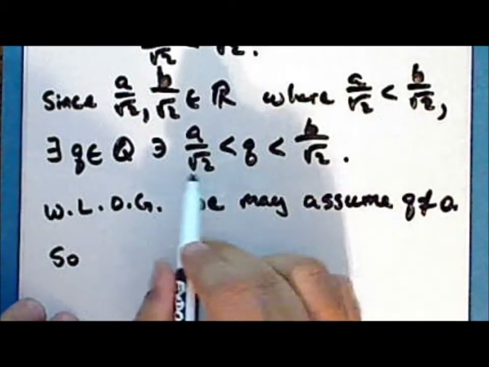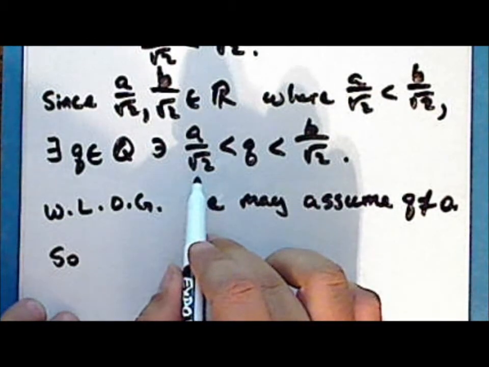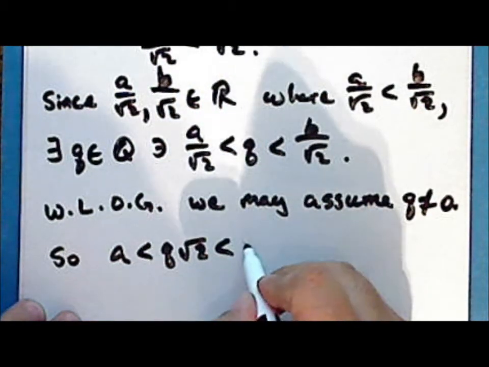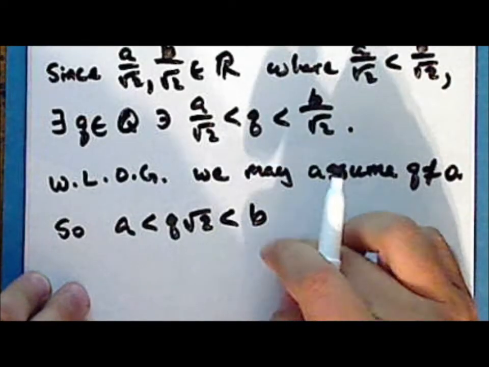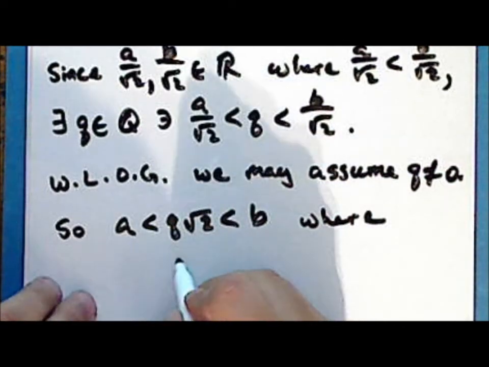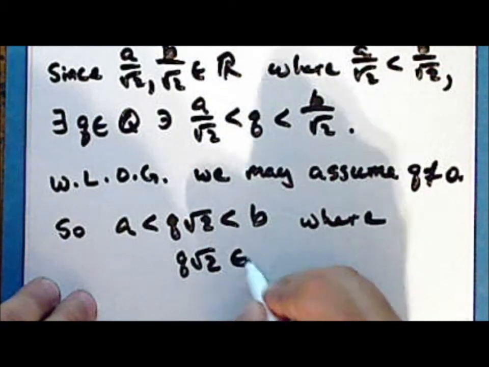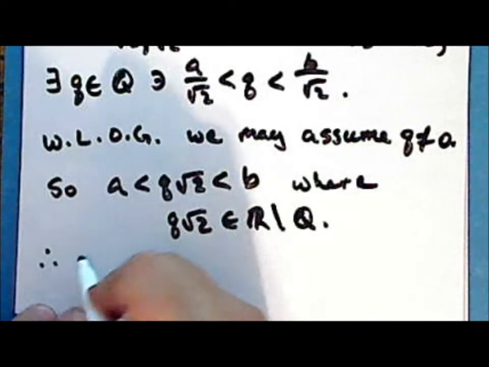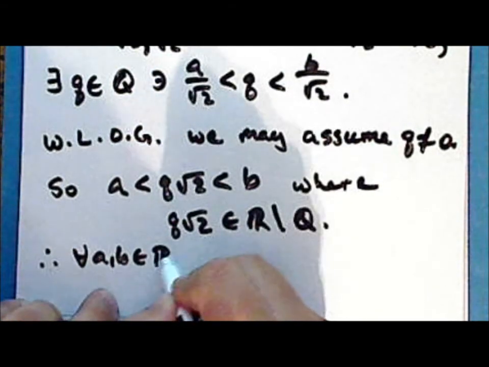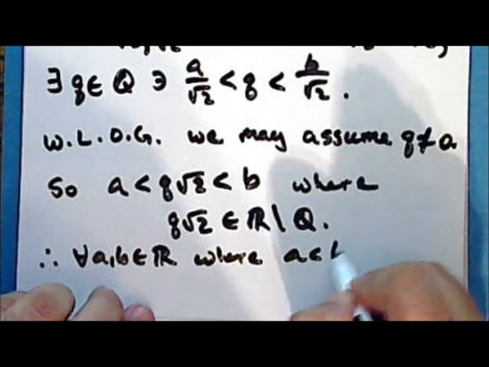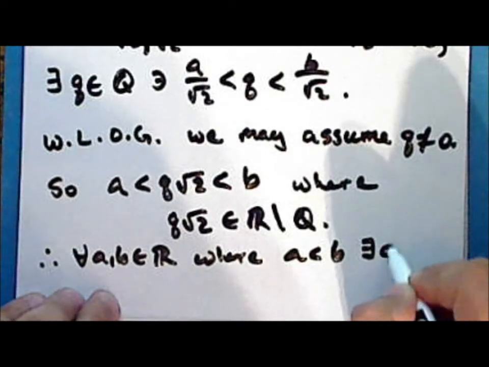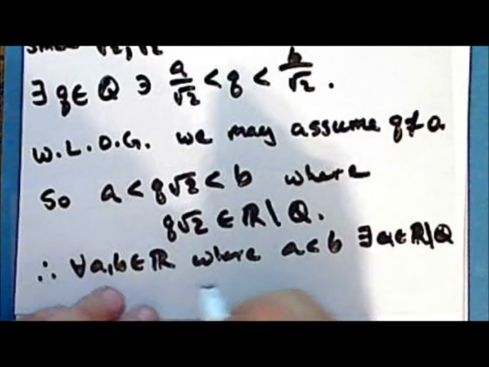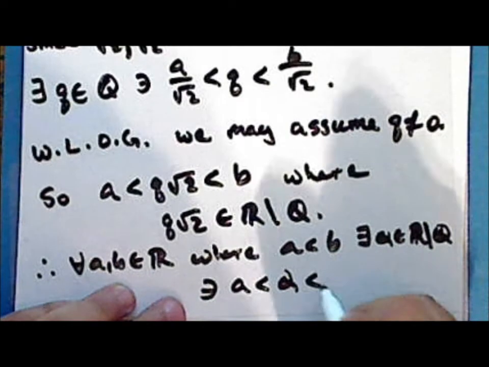And so we have, multiplying through the inequality by the positive square root of 2, that a is less than q times the square root of 2, which is less than b, where the product q times the square root of 2 is an irrational number, and therefore for every pair of real numbers a and b where a is less than b, there exists an irrational number alpha such that a is less than alpha, which is less than b.